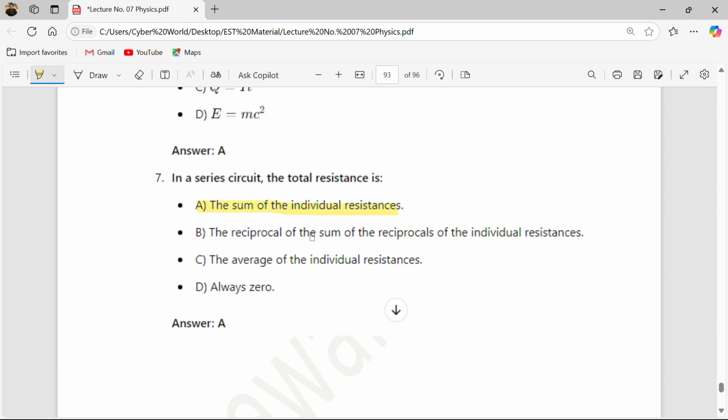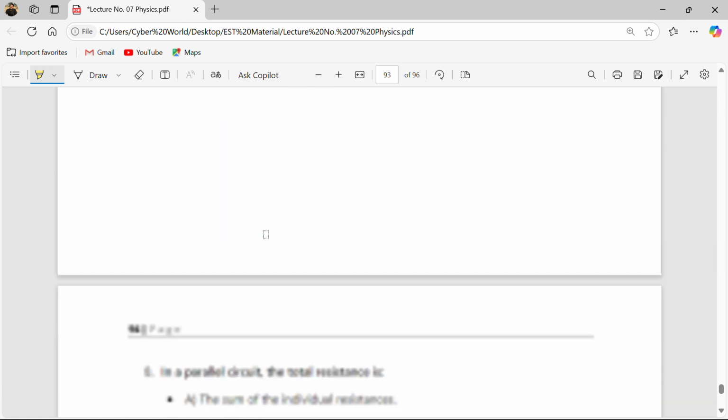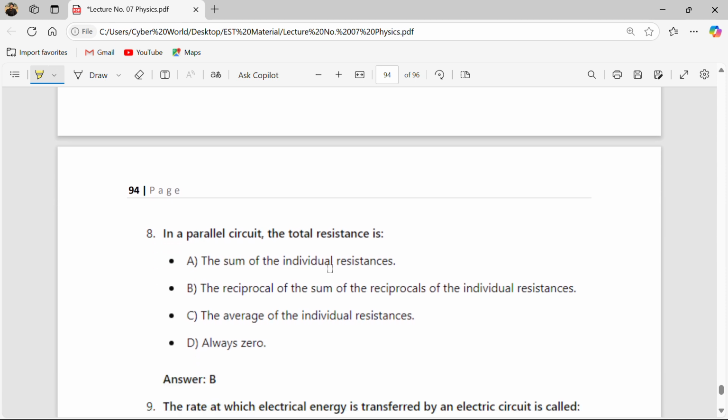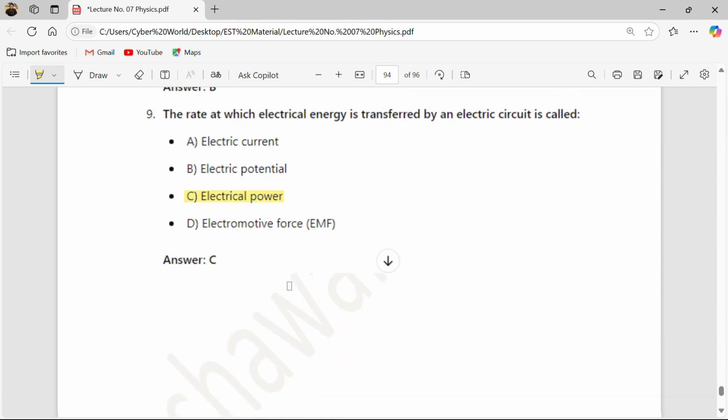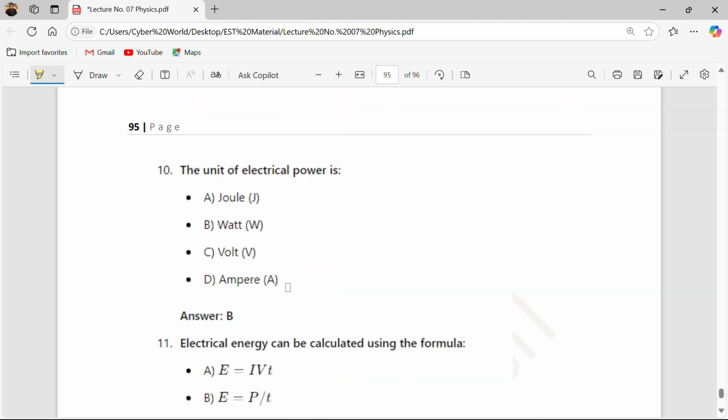Okay, not the reciprocal. The reciprocal is for parallel circuits. So in parallel circuits, the total resistance is the reciprocal of the sum of the reciprocals of the individual resistances. The rate at which electrical energy is transferred by an electric current, we know that it's electrical power. So C is the correct answer. The unit of electric power, we know that the power unit is watt.